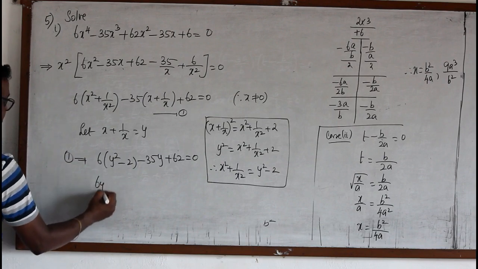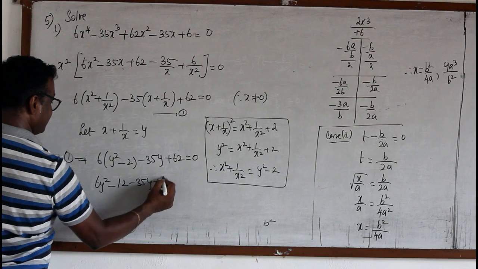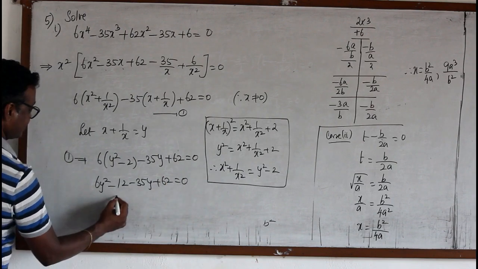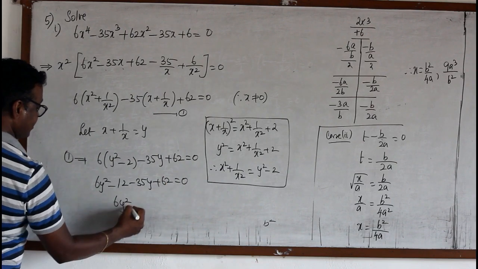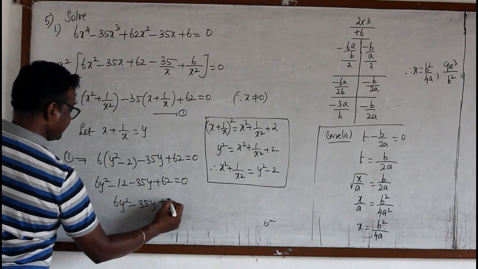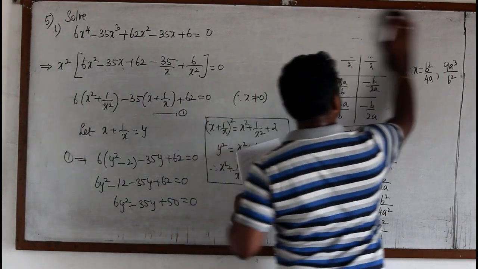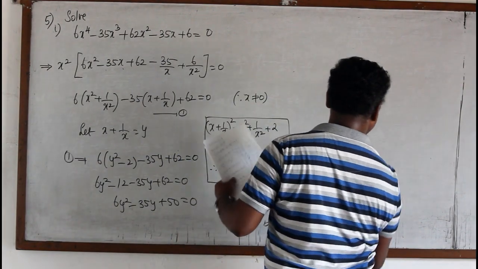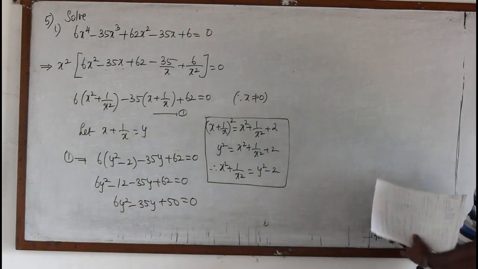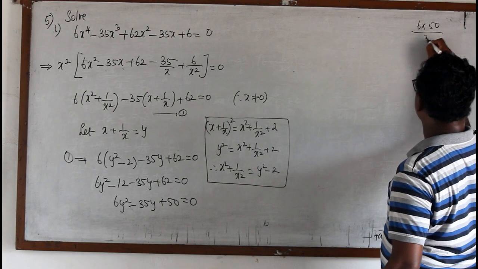It is 6y² − 12 − 35y + 62 = 0. That is 6y² − 35y, and 62 − 12 is +50, so 6y² − 35y + 50 = 0, which is a quadratic equation in y. Therefore, we can multiply 6 into 50, that is 300.